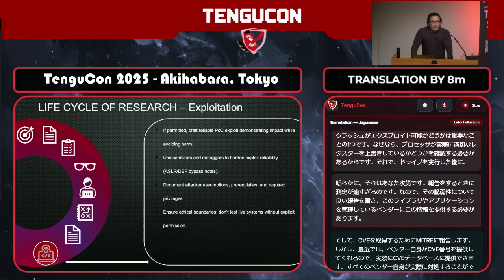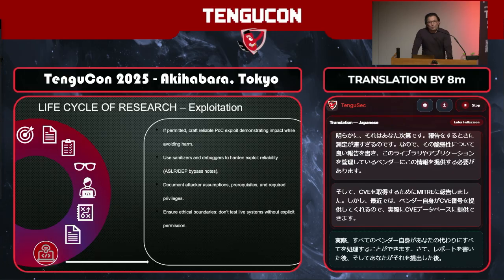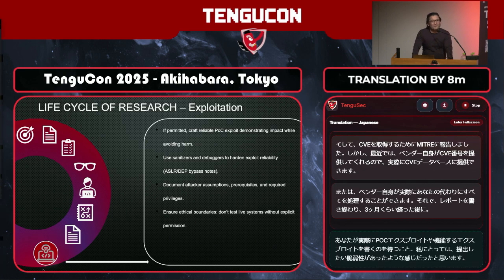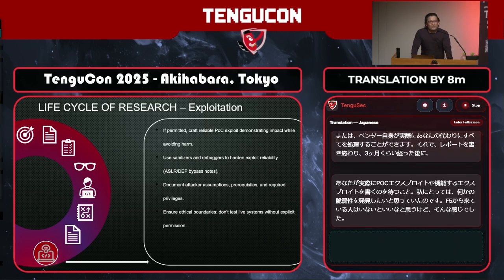Now, once you write the report, you wait something like 3 months or so before you write the POC exploit or working exploit. For me, there was some vulnerability, I hope nobody's from F5, but it was like 11 years ago. For that product, I had to write the exploit, but it took me like 1 year or so before I could publish it. So it takes a bit of time.